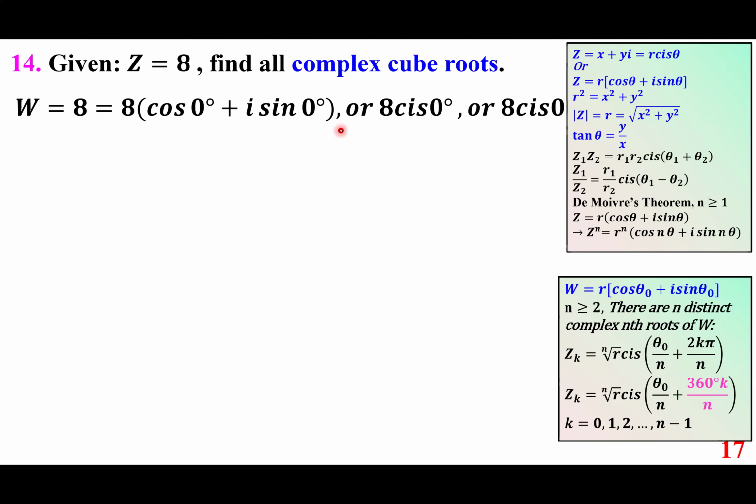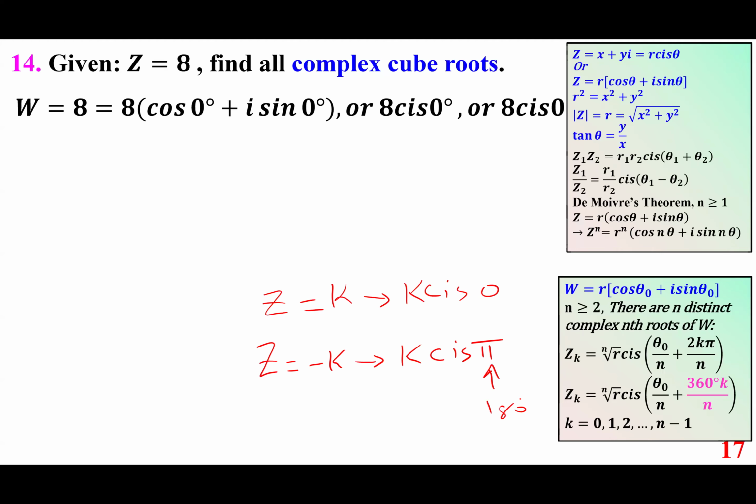Or just cis 0 without putting the degrees. This is in radians if you put it in this form. Now, in general, if you have a complex number which has a real part only, it's always that number. If z is any number, let's say k, then it's the same as k cis 0. But if it's minus k, then it's k cis pi, or 180 degrees, okay?